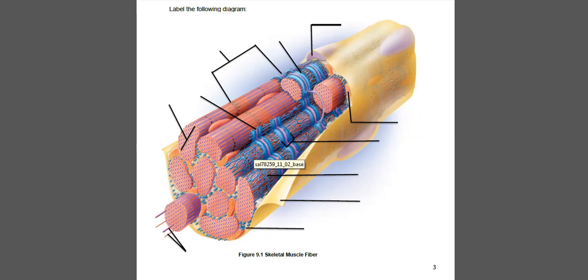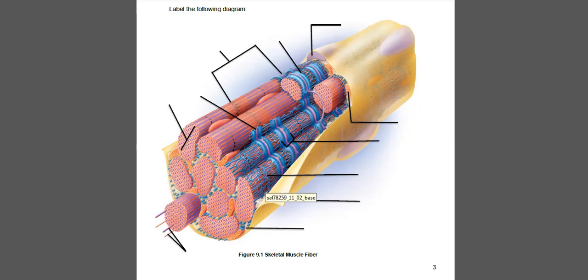The blue extends into this meshwork here, and that is the sarcoplasmic reticulum. It looks like endoplasmic reticulum, very different function though. Sarcoplasmic reticulum and, for that matter, the terminal cisterna store calcium. That's where calcium is stored.